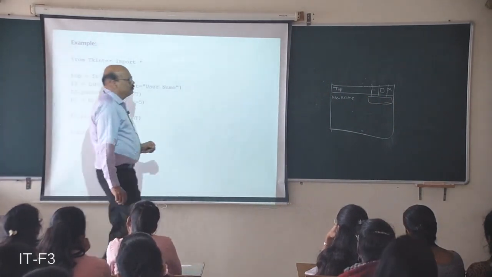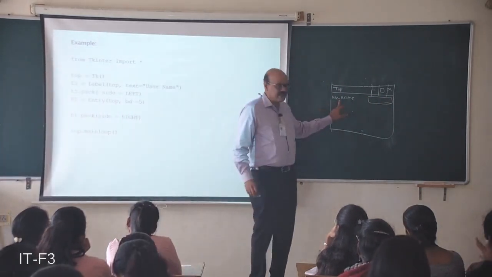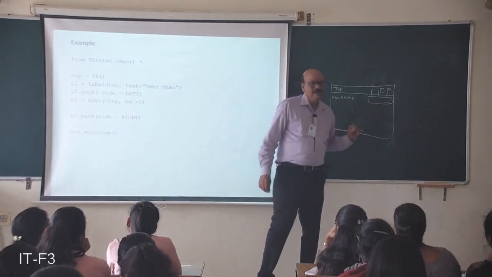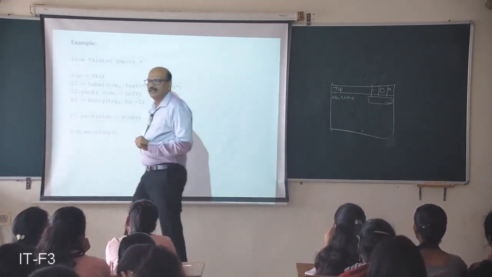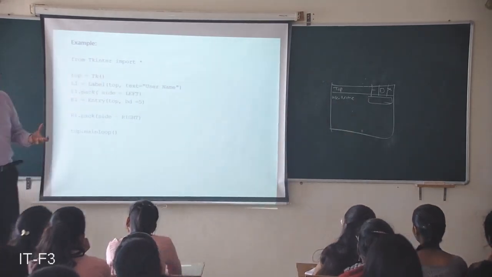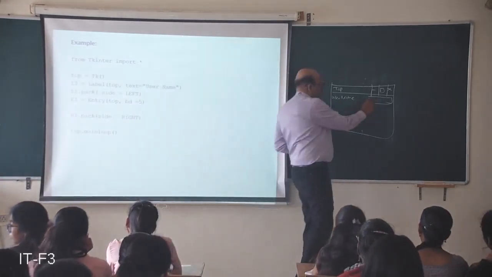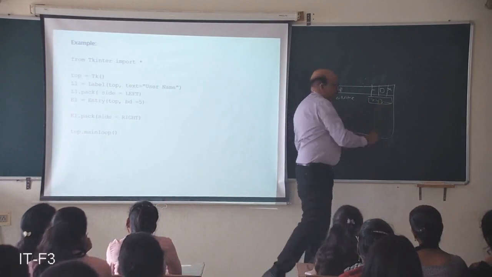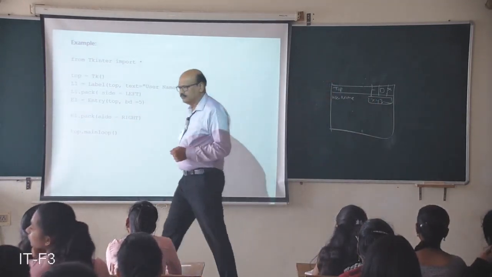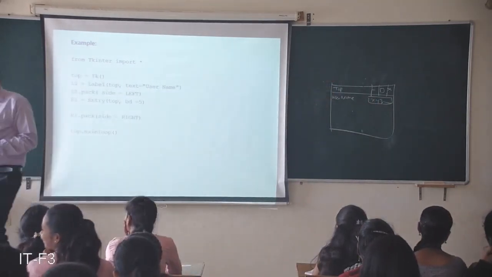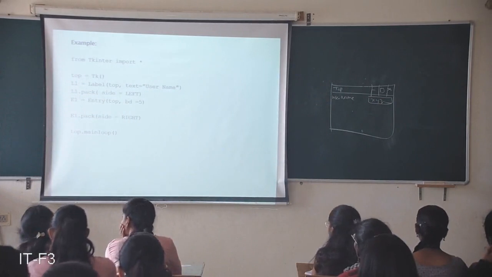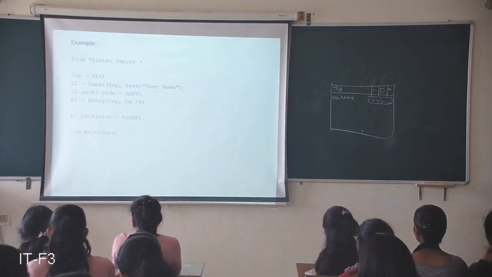So this is the output that you are going to see. On the left side, you are able to see the username. On the right side, you are able to see the entry. So entry is wherein the user can type some information. We are not writing any event handling code. We are just displaying the controls. That's it.